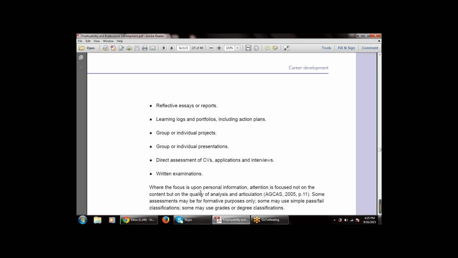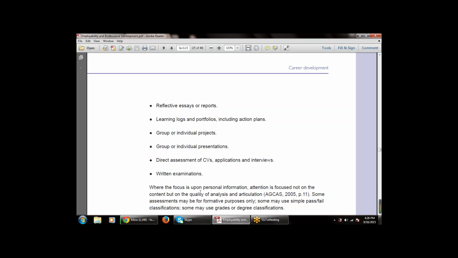Then the group or individual project, that is, the projects taken up in a group or individually. Then the group or individual presentations, which are also one of the assessment criteria, where a topic is presented by the group or the individuals.